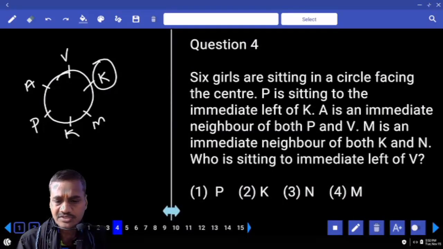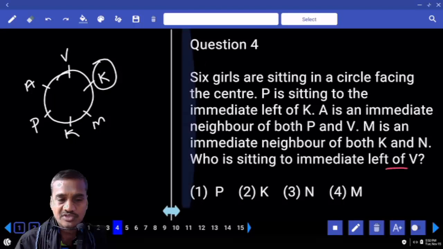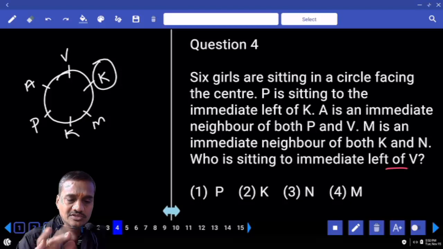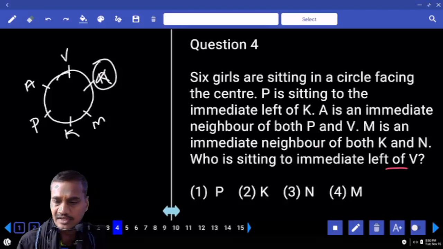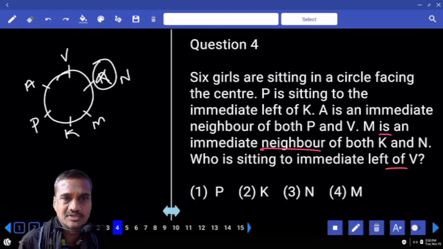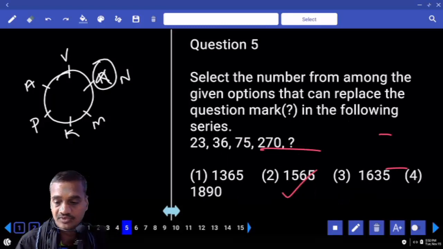Now, who is to the immediate left of V? What is your answer here? K is the immediate left of V. Yes. Now K is already done. And M is an immediate neighbor of both K and N, which means N will be here. Now who is to the immediate left of V? That is N, choice 3, question number 4.